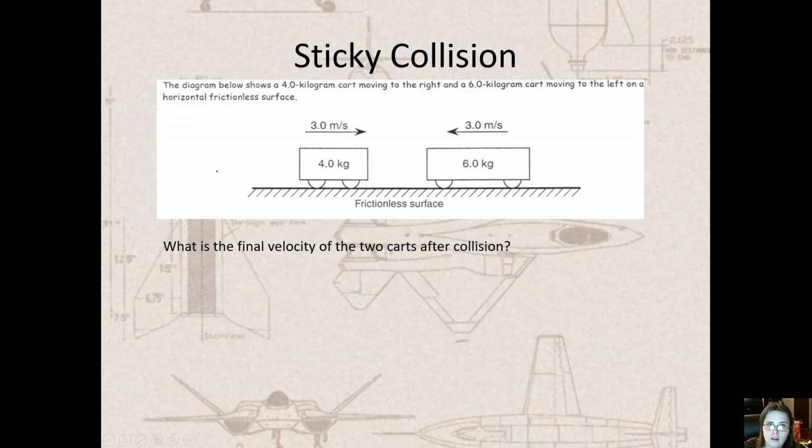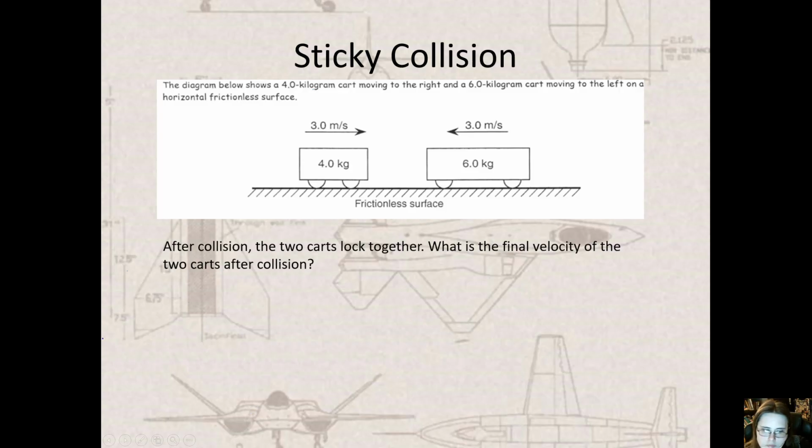Okay, all right, so now I have a sticky collision. It says the diagram below shows a 4 kilogram cart moving to the right and a 6 kilogram cart moving to the left on a horizontal frictionless surface. So after collision, the two carts lock together, so they are stuck together. What is the final velocity of the two carts after collision?